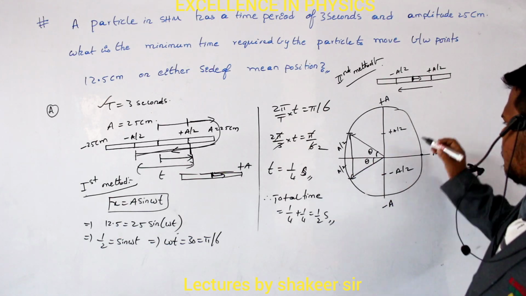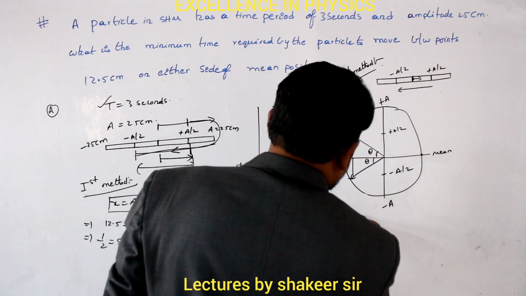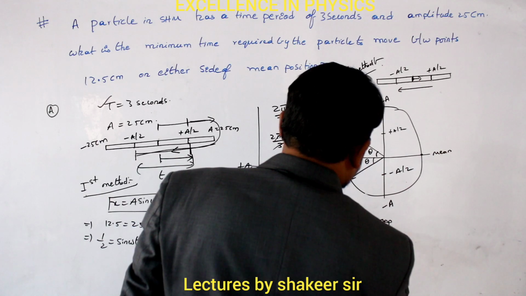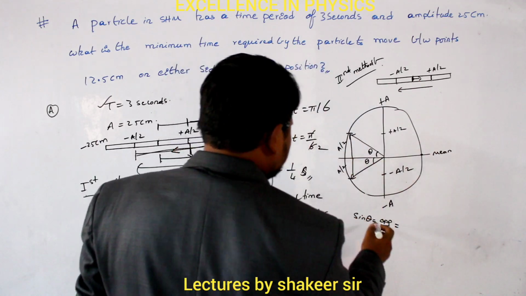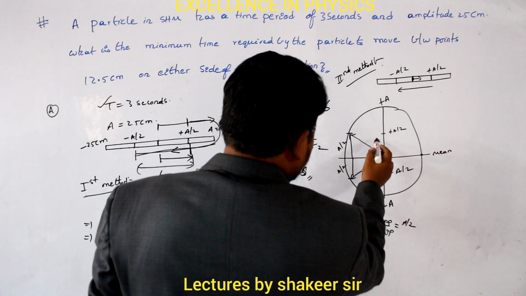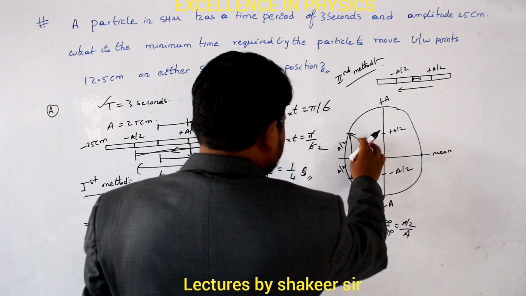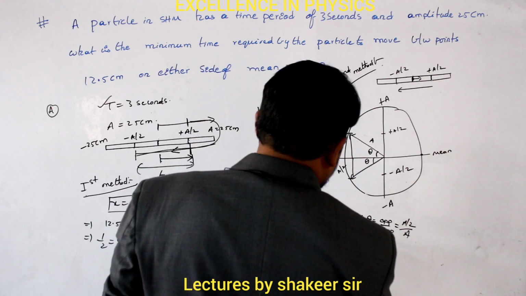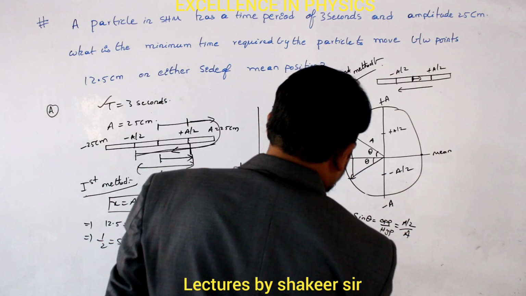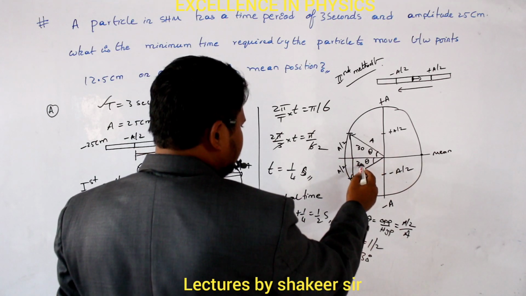So how can I calculate sin theta? I will try to calculate here. Sin theta is equal to opposite by hypotenuse. So how much is the opposite side? It is equal to a by 2. And the hypotenuse is nothing but the radius of the vector, which is a, divided by a. Clear? No need of plus a, just a, magnitude wise we can write. So therefore sin theta is equal to 1 by 2. So therefore theta is equal to 30 degrees. Clear? So if this is 30 degrees, then this is also equal to 30 degrees.